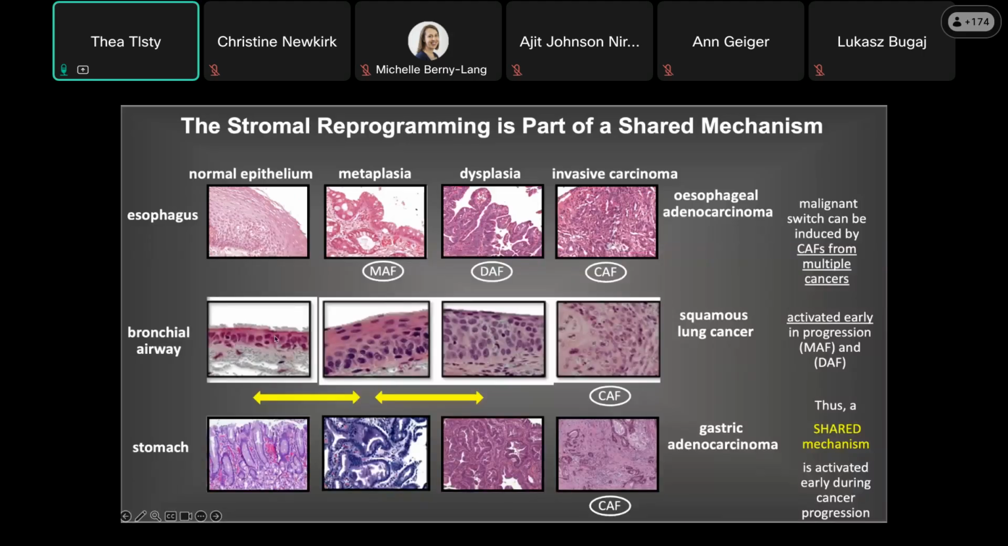We've been able to do this not only with these, but with these other model systems. And very interestingly, I've shown you the data from using CAFs from squamous lung cancer, but I can also use CAFs from these other cancers or CAFs from breast, pancreatic, bowel cancers. They all cause the same induction of metaplasia and progression. So the malignant switch is induced by CAFs from multiple cancers. I also have shown you that it's activated early. You can actually injure the fibroblasts and turn on this program. And it's a shared mechanism that's activated early during cancer progression.